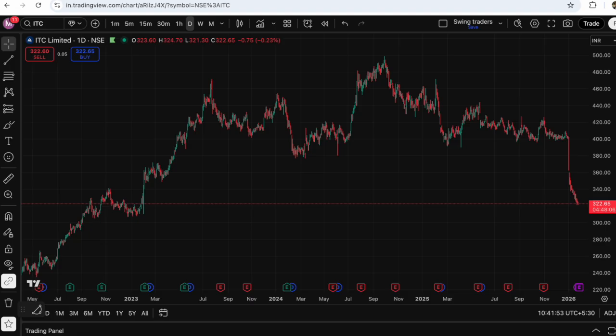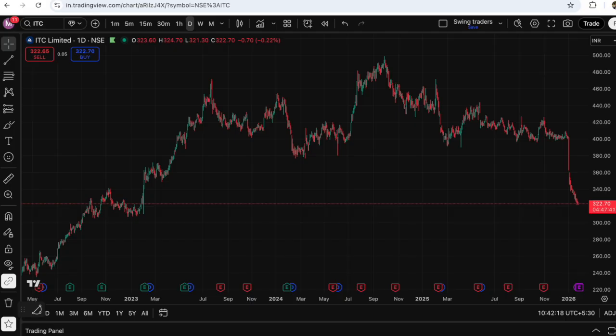EMA basically takes the last 10, 15, or 9 candlesticks, averages them, and creates one line. That particular line is called the EMA.